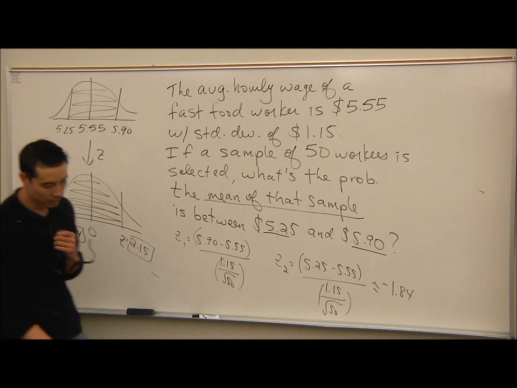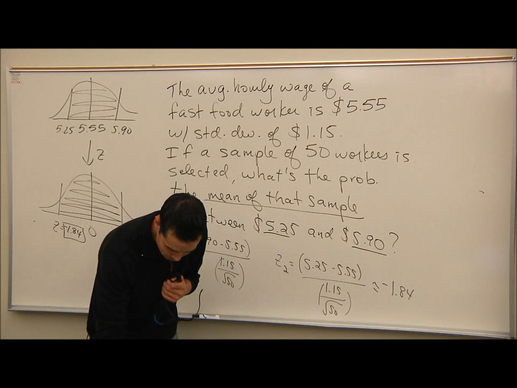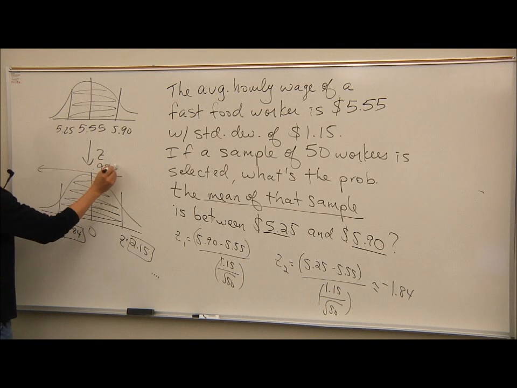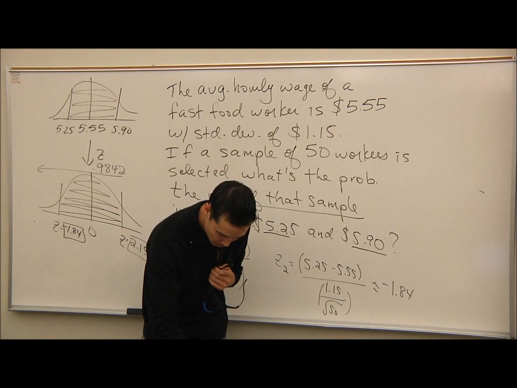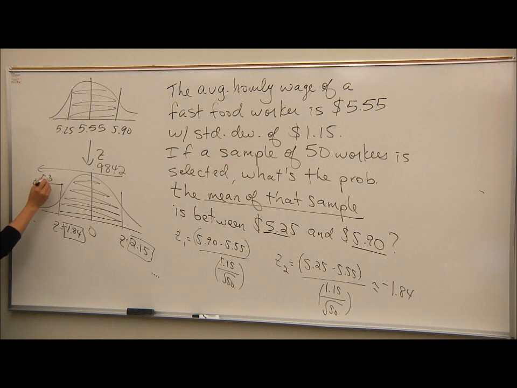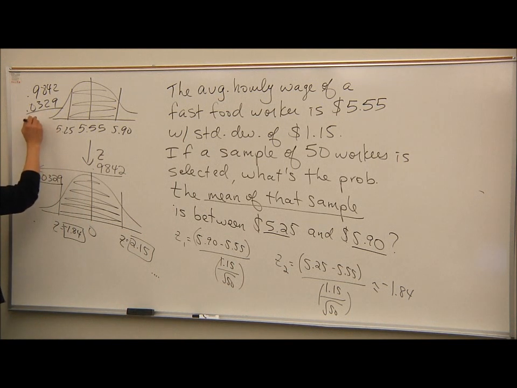All right. So if I look at 2.15, you get .9842. So this whole area from here over is .9842. And then I need to subtract off, looking up negative 1.84. You get .0329. So this is .0329. So finally, my answer to this problem is .9842 minus .0329, which is .9513.